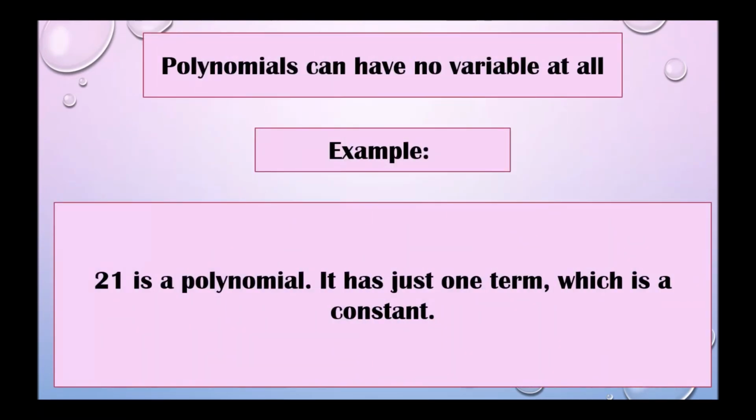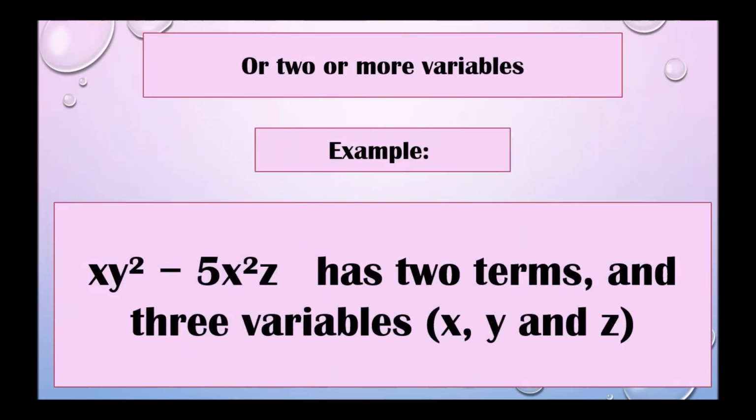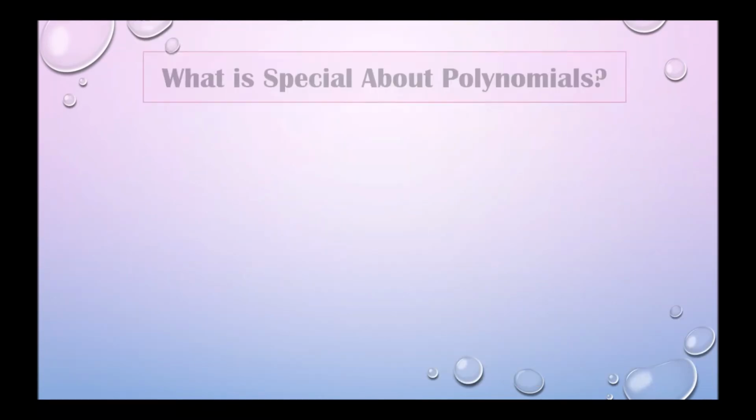Now the variables. Polynomials can have no variable at all. For example, 21 is a polynomial. It has just one term, which is a constant. Or one variable. For example, x raised to cube minus 2x square plus x has three terms but only one variable, that is x. Or two or more variables. For example, xy square minus 5x square z has two terms and three variables, x, y and z.